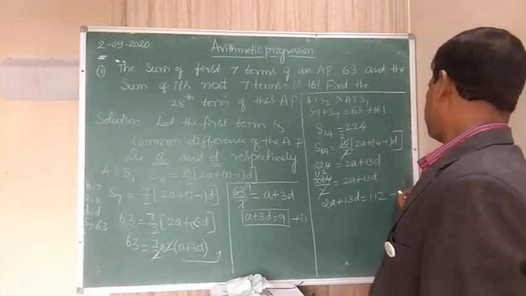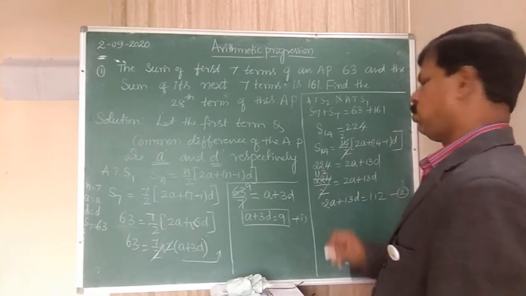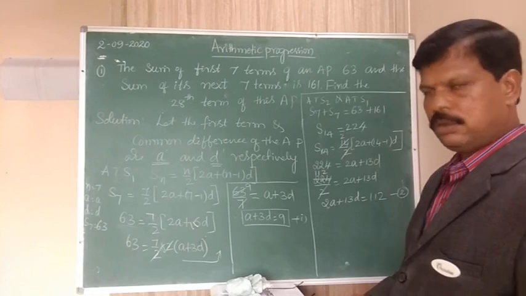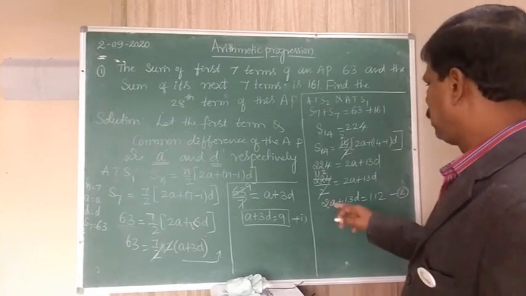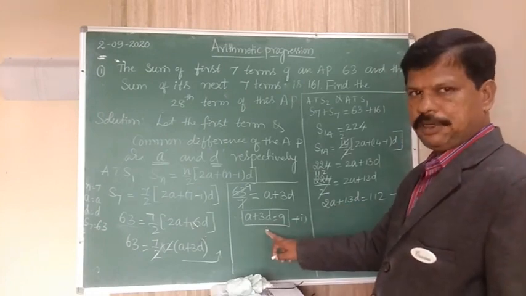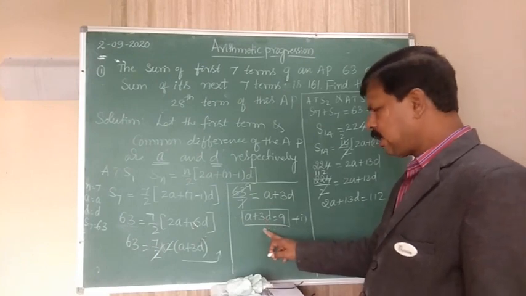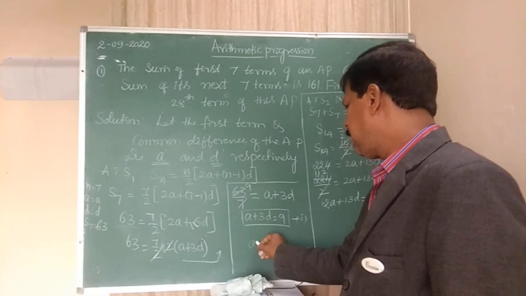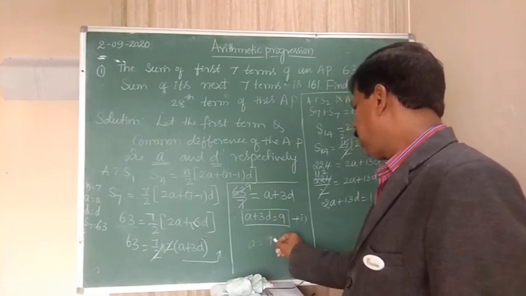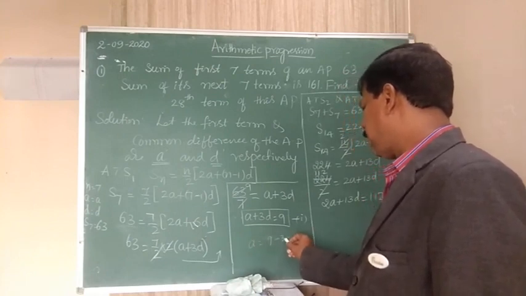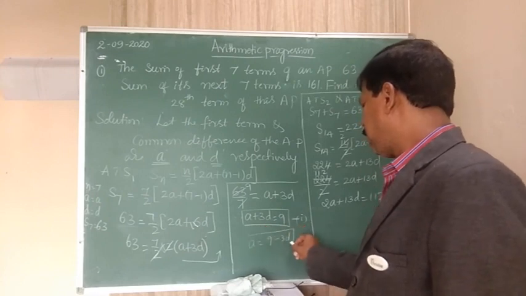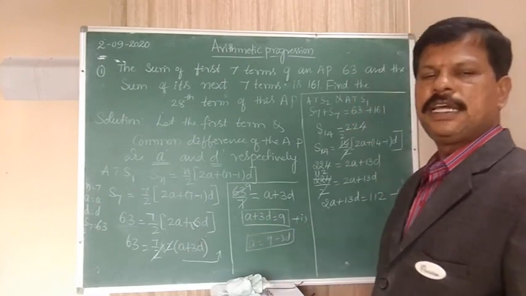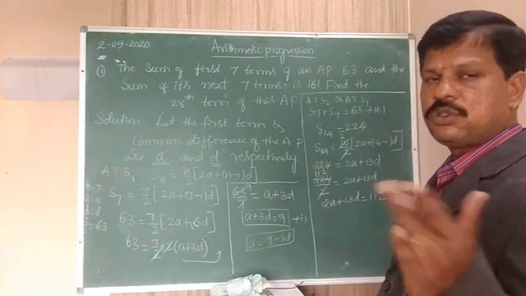Now call this equation number 2. Now next thing is what? Take equation 1 and convert it in terms of A. Here A is equal to 9 minus 3D. We are familiar with linear equations in two variables and how to solve them.